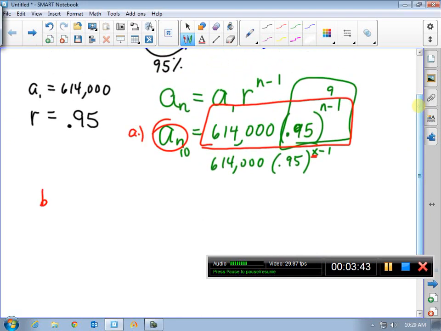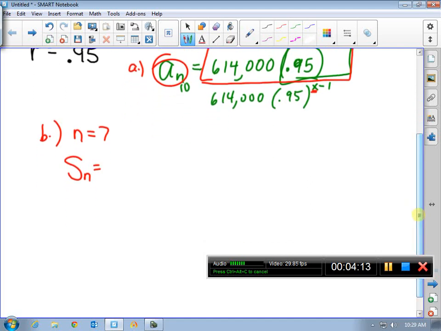Sorry about that. Part B says, what are the total earnings for this movie for the first 7 weeks? So if I'm going out 7 weeks, what new variable have they told me? N is 7, and I want the total earnings. So I need a sum. So I need that sum formula for the geometric series. And I probably said it's my least favorite formula in the entire year. A sub 1, 1 minus r to the nth inside, and then over 1 minus r.